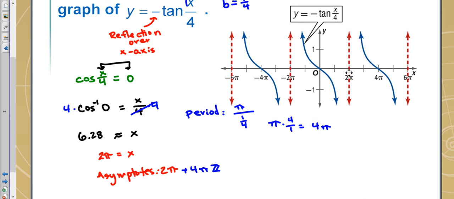So it happened at 4 pi, at 2 pi, at 6 pi, at 10 pi, or if we went this way, at 2 pi, -2, -6, every time you change by 4 pi. That's how you would find your values here, is by this. You just add or subtract the period.